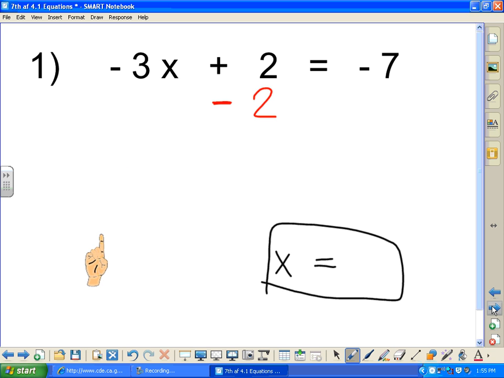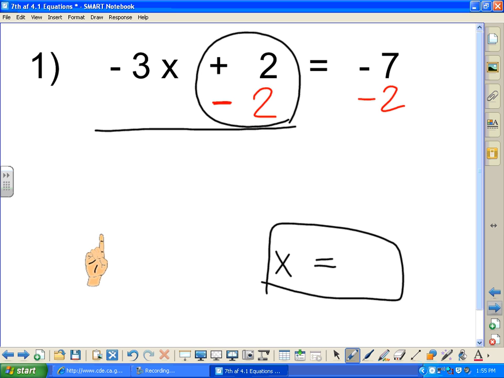If I'm going to subtract 2 on this side, I have to make sure I subtract 2 on the other side to maintain my equality. And by doing so, what do I end up getting? Notice how the plus 2 and the minus 2 give you a net value of 0, so that kind of disappears. And I end up getting negative 3 times the x.